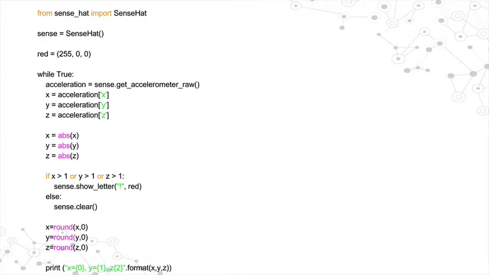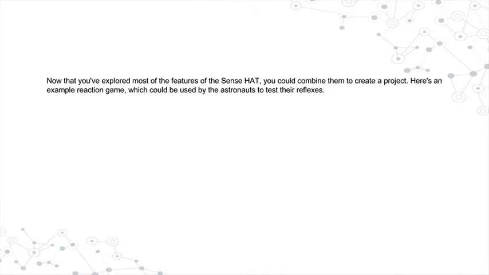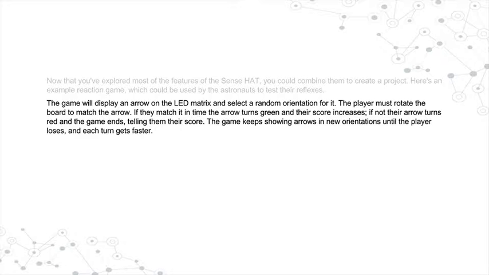Okay. Now, let's put it all together. Let's make a game where astronauts can test reflexes, or you can test your friend's reflexes. The game will display an arrow on the LED matrix and select a random orientation for us. So it's going to take an arrow on your LED matrix. The player must rotate the board to match the arrow.